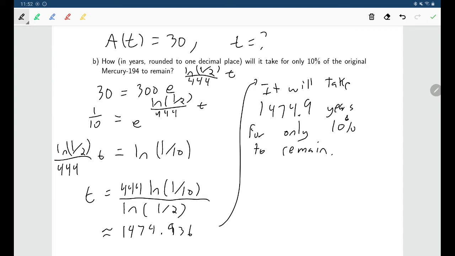And again, that kind of makes sense. After 444 years, you'll have half. After another 444 years, you'll have half of that, which is 25% of the original amount. And after another 444 years, you'd have half of that, which is 12.5% of the original amount. So, not a big surprise. Around 1300-ish years, in this case, 1,474.9. That's how many years it should take for only 10% of the original amount of mercury to remain.